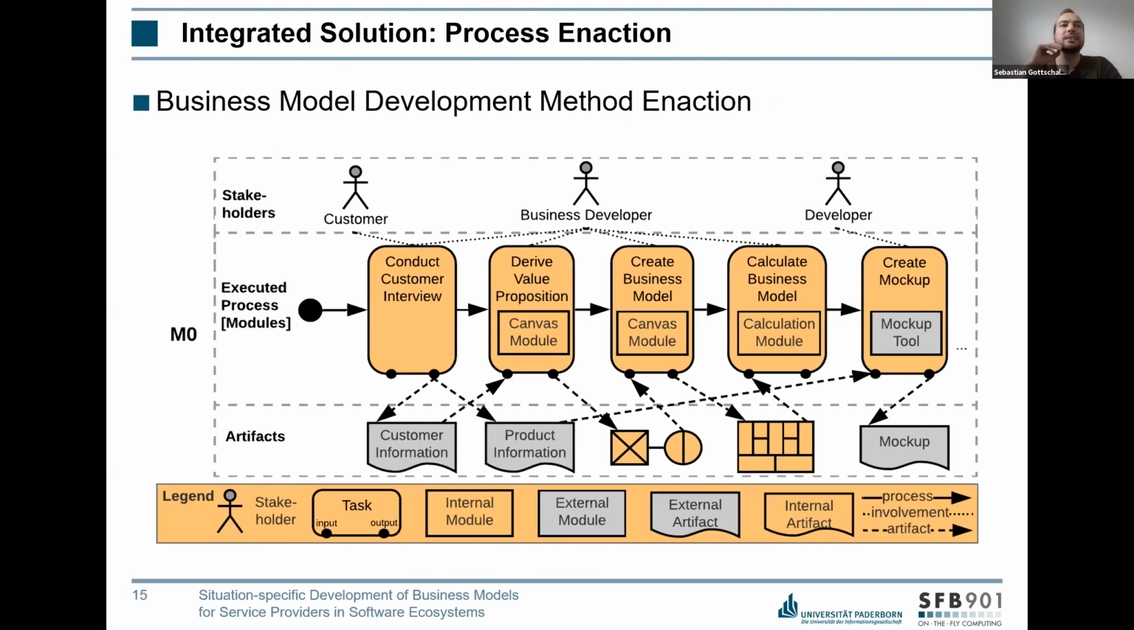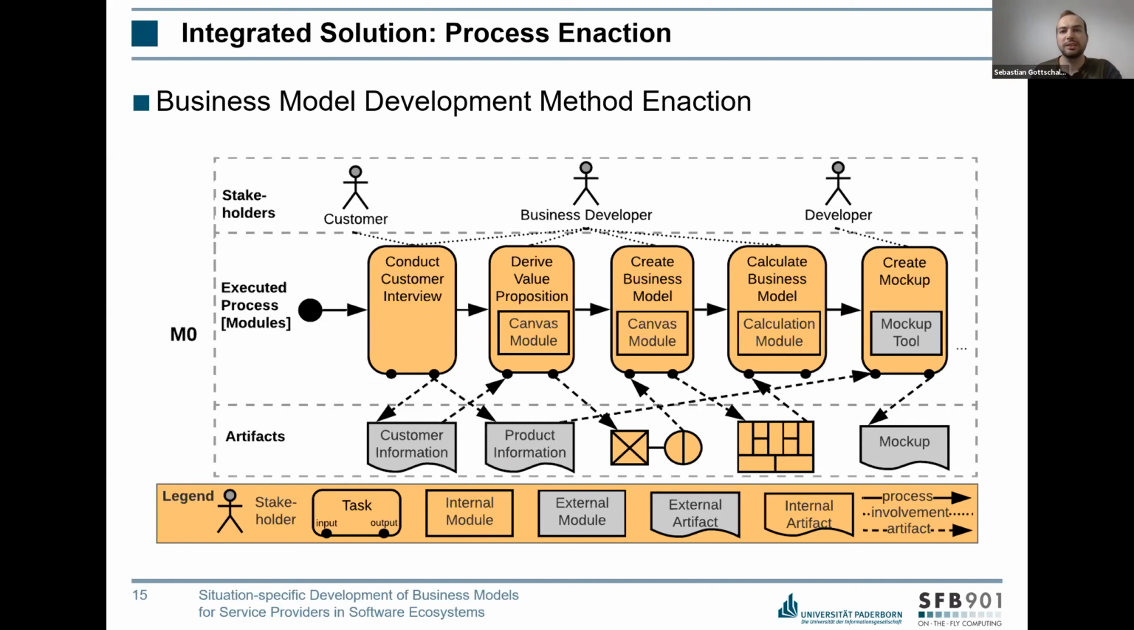So we can see here that in this process, we can have multiple stakeholders like customers, business developer, also the real developer who's developing the tool and so on. And we have this executed process, for example, that you need at the beginning, conduct customer interviews, you derive a value proposition and so on. And these tasks can be linked to some kind of artifacts. So you have input artifacts and output artifacts. So for example, out of the conduct interviews, there comes some kind of customer information. Or out of create business model, the business model canvas could come out of that.